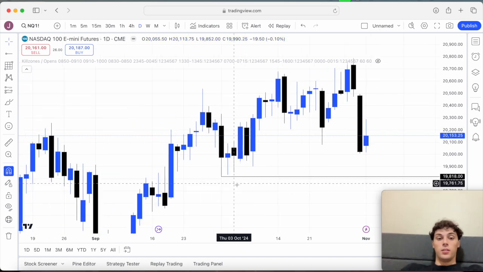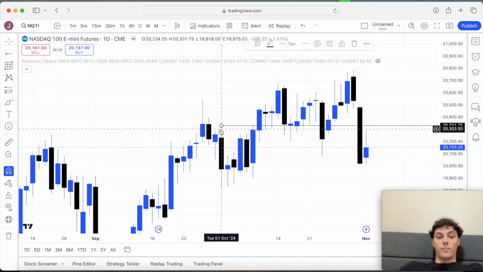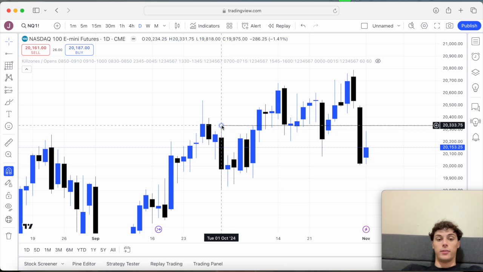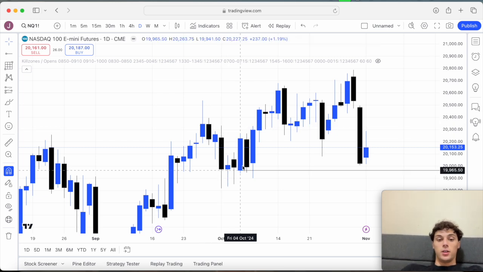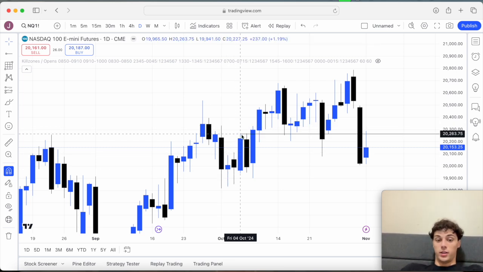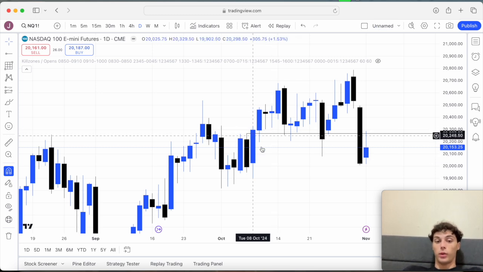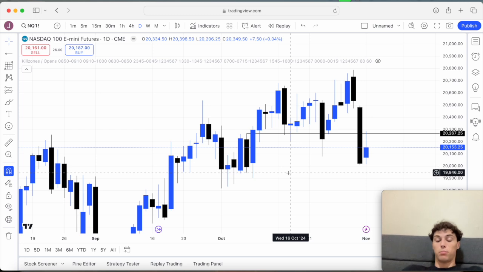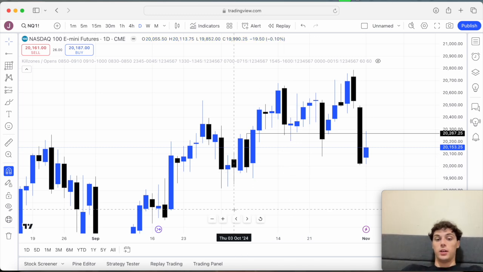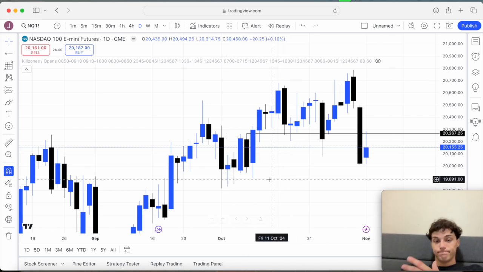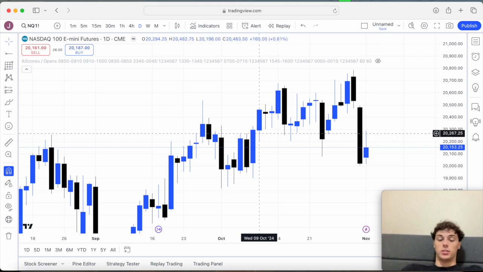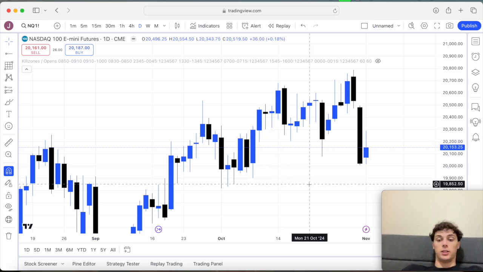Right here, we have the same thing. We have a high right here, another high, another high. Nothing gets broken. And then right here, break structure. Bam. Break structure to the uptrend, continues going up. That's all it is. And it's super simple stuff, and it's super easy.